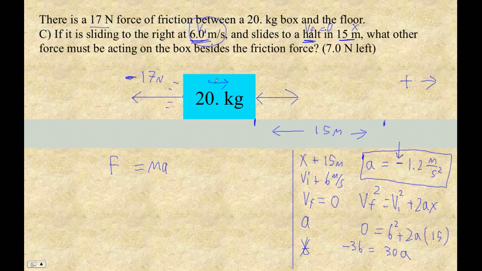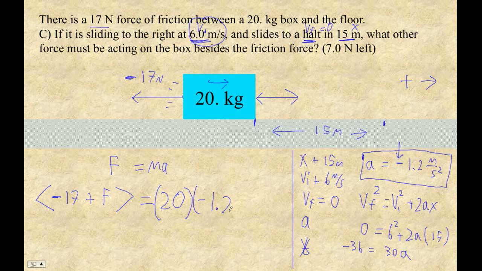Friction forces oppose the direction of slide. So we're not going to suppose that we know which way the unknown force is going. We're just going to call it F. So we do negative 17 plus that unknown force will equal 20 times our acceleration. Always make unknown forces positive and let the math, assuming you can do math, decide for you. Okay, so here we go. We've got 20, and then what do we put for the acceleration? What we found out. It has to be negative 1.2.